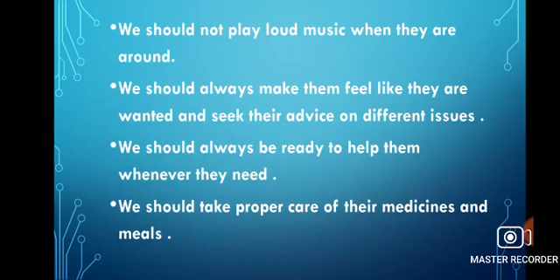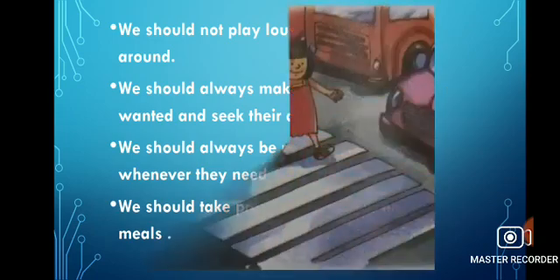We should always make them feel like they are wanted. They have plenty of experiences in life and they can teach us about enduring changes and handling life's challenges. We should take care of their meals and help them take medicine on time.